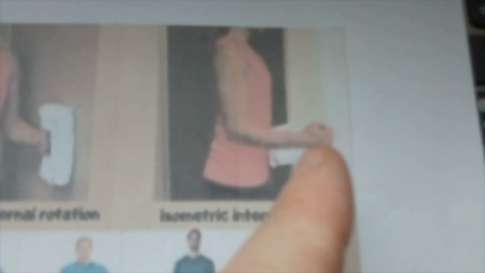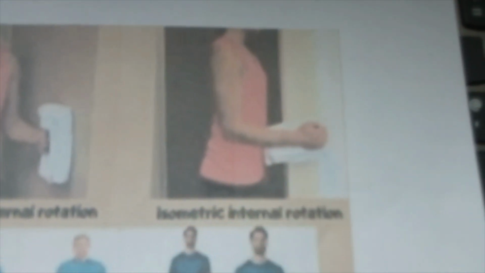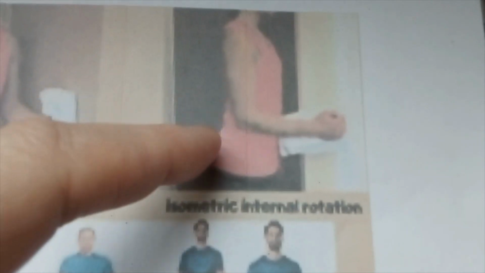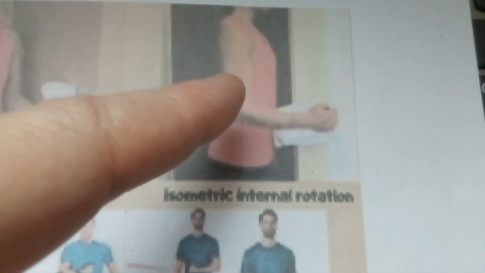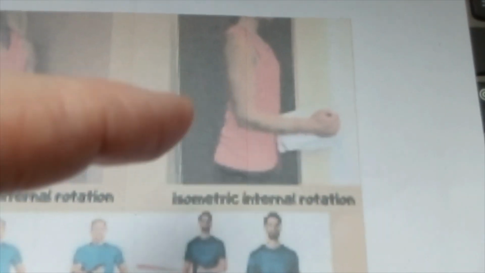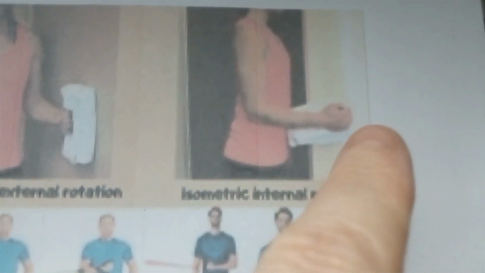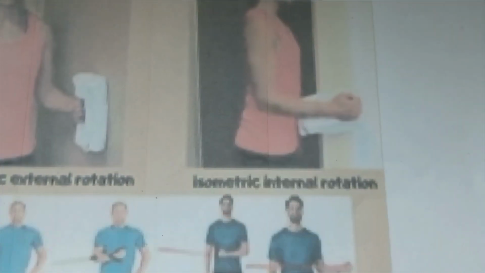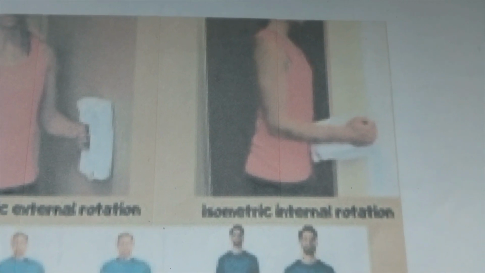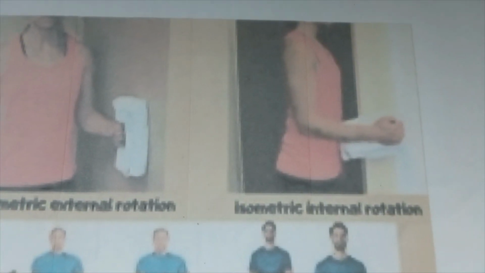For the internal isometric rotation, you're going to stand side onto a door frame with the palm of the injured side facing the frame. Again, bend the elbow to 90 degrees, keeping the upper arm in towards the body, and push the palm into the door frame and hold, and then release.